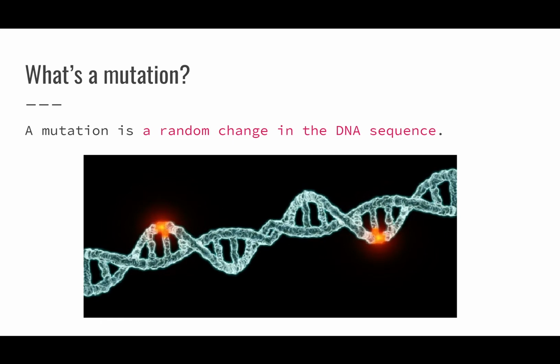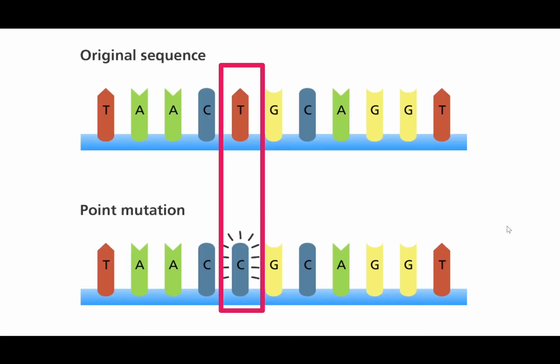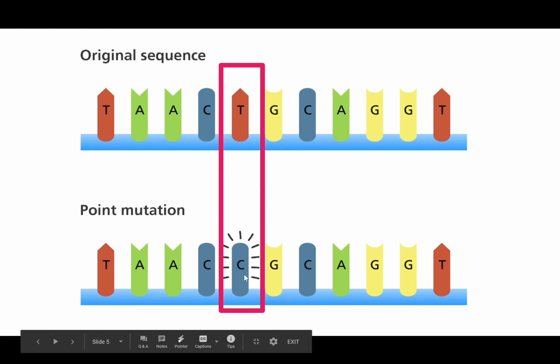But what is a mutation? So very simply, it's a random change in the DNA sequence. And so here's our double helix of DNA. And a mutation would just be anything that happens to it that would change it from what it originally was. So here's an example, right? We could take just one letter in the sequence. So we have our different bases here, and we could change it. For example, we take this T, and then it gets changed to a C.